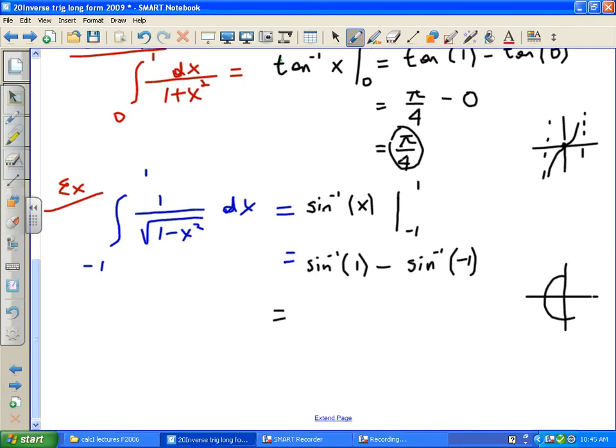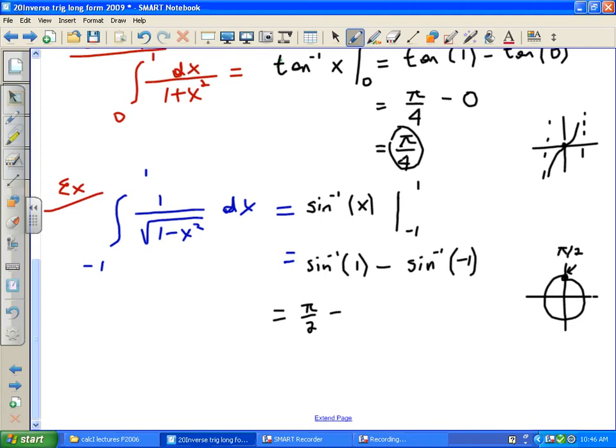So you can think of the unit circle, or you can think of the graph of the sine function. We've already done the first one. When is the sine function equal to 1? At which angle is the sine equal to 1? Basically over here, right? What angle is that? In radians, pi over 2.